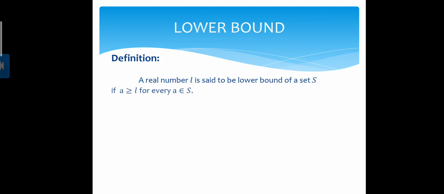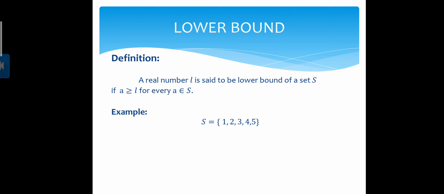Next, come to the definition of lower bound. A real number L is said to be a lower bound of a set S if A is greater than or equal to L for every A belongs to S. Then example, consider the same example. S is equal to {1, 2, 3, 4, 5}. What is the lower bound? It is less than or equal to the least element among the set of numbers. So what is the least element here? 1 is the least element. Then 0 satisfies the condition. 0 is less than all these integers 1, 2, 3, 4, 5. Therefore 0 is also a lower bound of the set S.